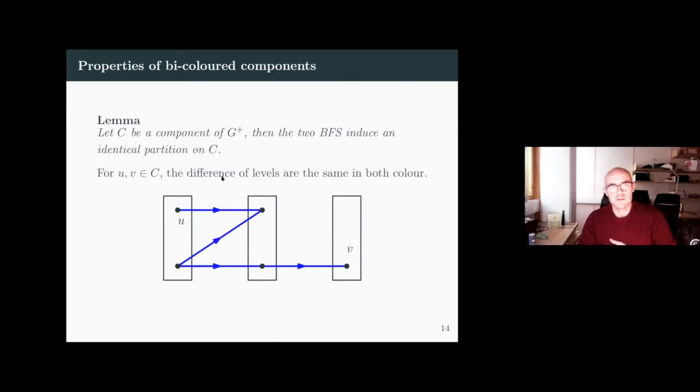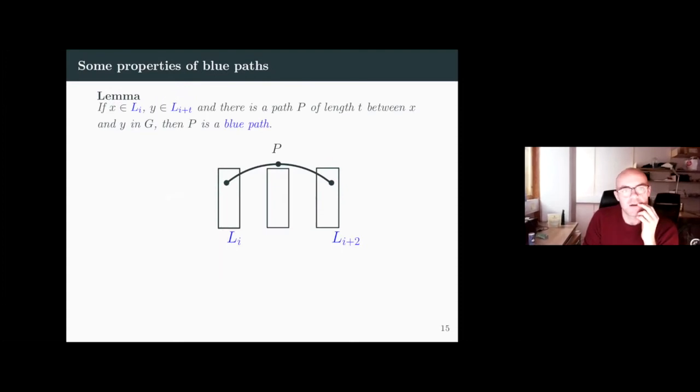But this path is a path of C, so it's a bicolored path, so it's a blue path, but it's also exactly the same red path. All of these edges are blue and red, and because we're in G plus, they have the same orientation. Now that we have the same orientation, we see that U and V have the same difference of levels in the red BFS basically. It's a bit technical, but it's very easy to see what happens behind. So this is the first property.